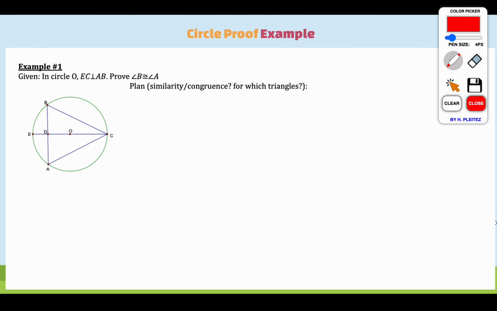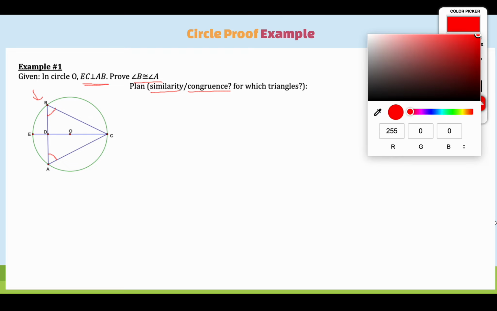So it says in circle O, EC is perpendicular to AB, and we want to prove that angle B is congruent to angle A. So just by taking a look at this diagram here, the first thing we should be asking ourselves is, are we proving similarity or are we proving congruence? Now, I'm going to mark what we're trying to prove. I'm going to erase it after, but we eventually want to prove that angle B is congruent to angle A, right? Now, by the looks of this, I feel like if we go backwards, we'll be able to use CPCTC. Now, planning is very important, right?